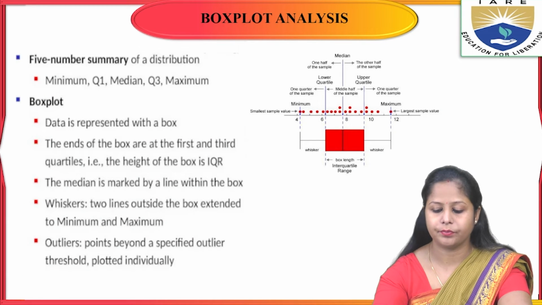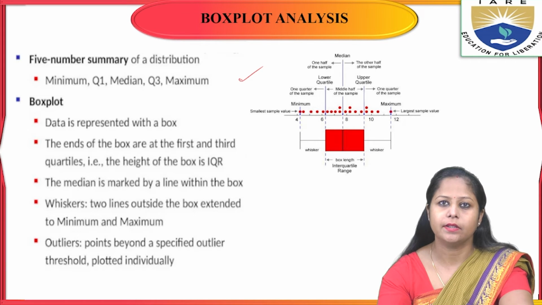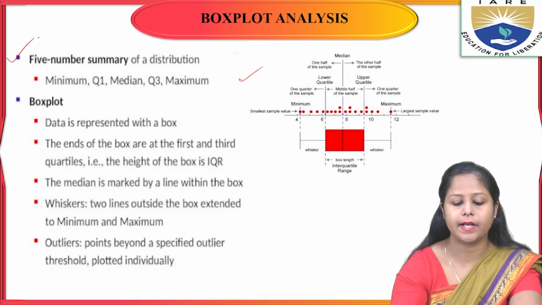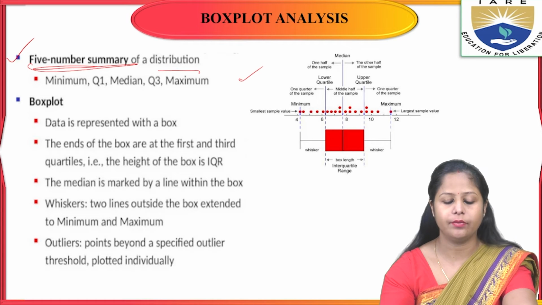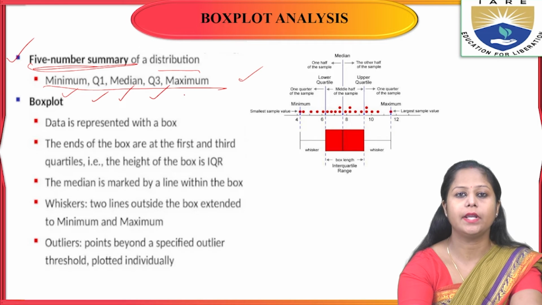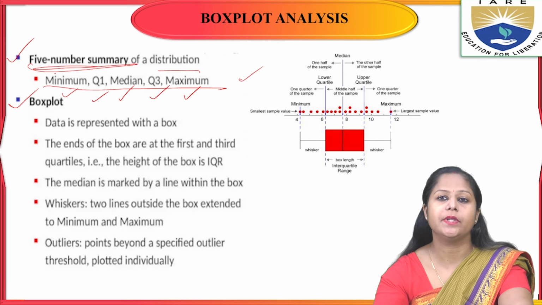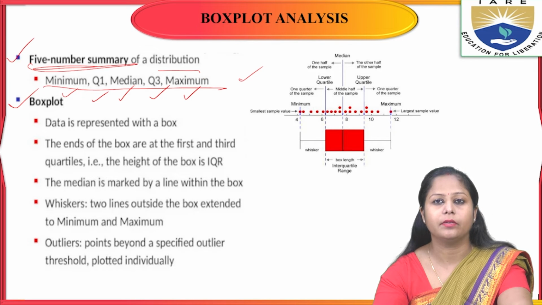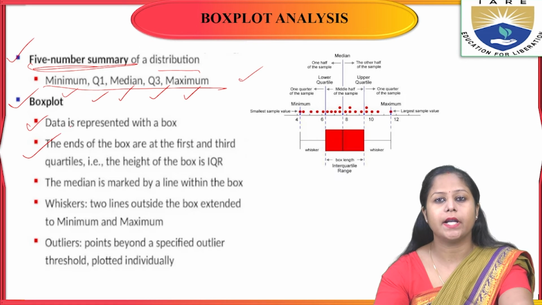In detail, we need to check the box plot analysis. What is box plot analysis? We have seen in earlier slides the 5-number summary of the distribution: minimum, Q1, median, Q3, and maximum. So what is a box plot? In a box plot, the data is represented with a box. The ends of the box are at the first and third quartiles, so the height of the box is the IQR.